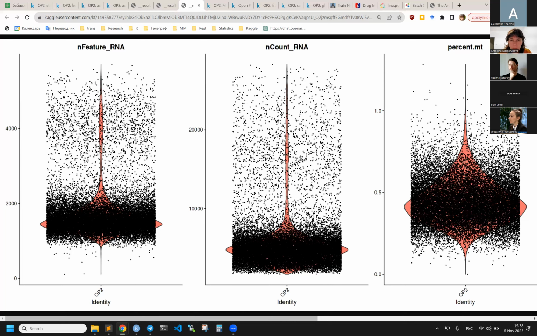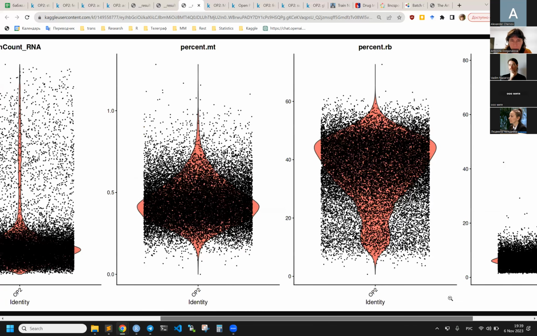So these cells have more genes than the main part of data. The same is true for the number of counts, just summing up all counts from a cell. And here we see that for most of the data this number of counts is somewhere around 5,000, right? And in some part of the data, it is very high.